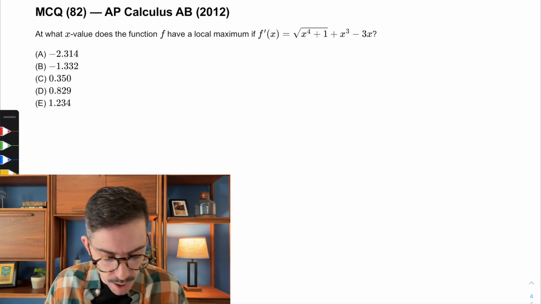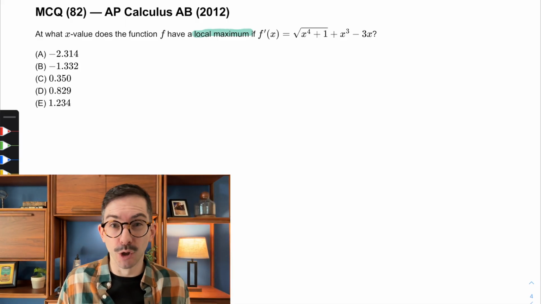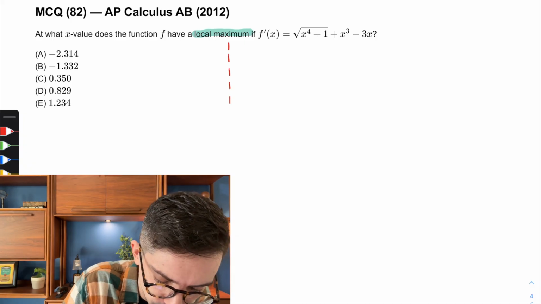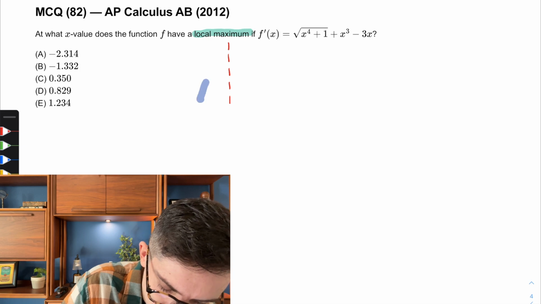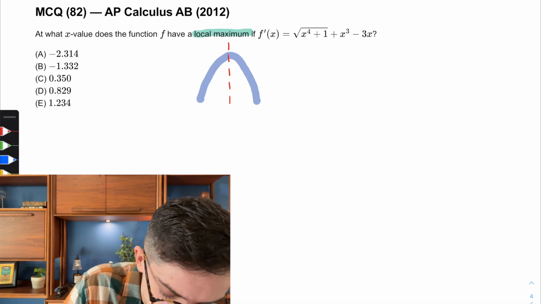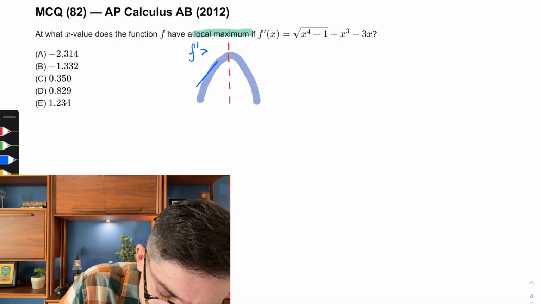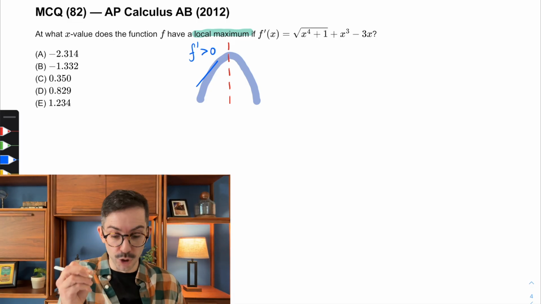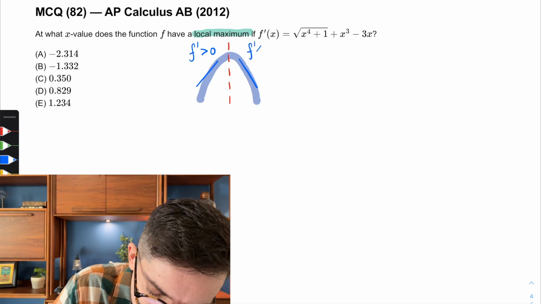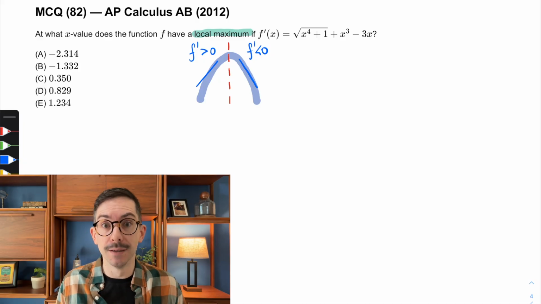So I'm going to draw a similar setup like we did in the first problem, though. If we're looking for a local maximum, okay, that means I want it to look something like this. The graph of f should look something like that. So in particular, on the left, I should have f prime being positive because I want the function to be sloping upwards. And on the right, I should have f prime being negative because I want the graph of the function to be sloping downwards.